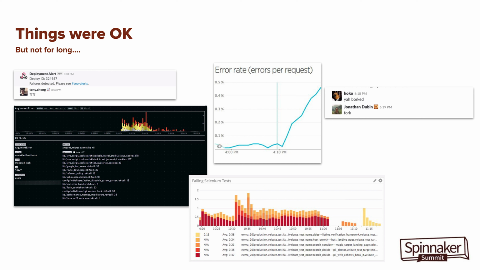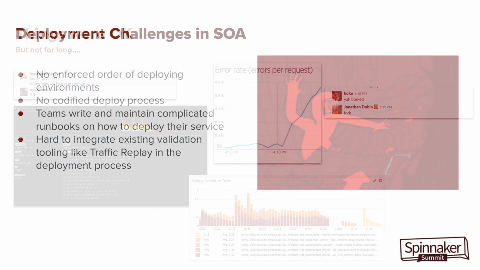And so while we were moving to SOA, things were okay, but it started falling apart. We started seeing errors. People started panicking in Slack. We started seeing failing tests. We started getting a bunch of incidents. We started to realize that our existing deployment infrastructure wasn't actually built for a microservices architecture, and we started seeing some of the cracks in our infrastructure.